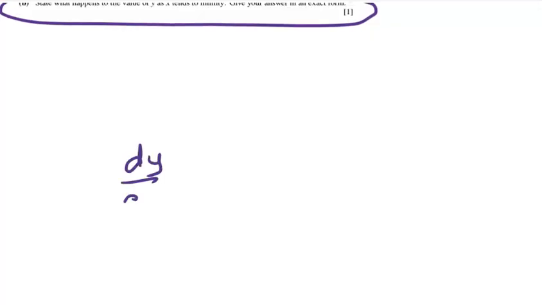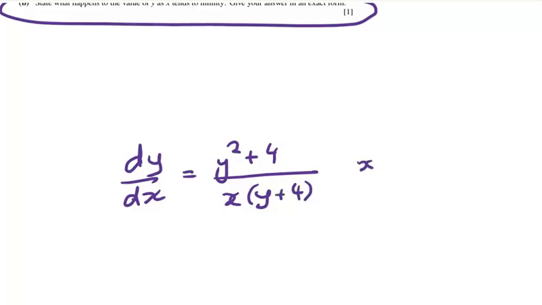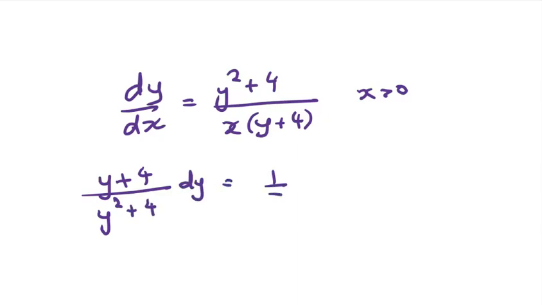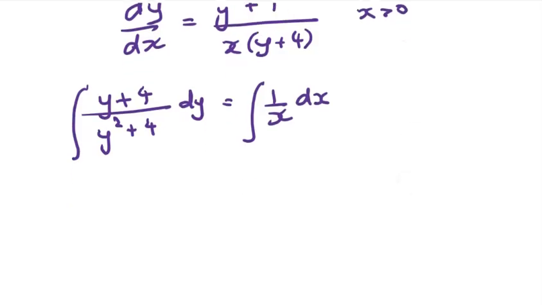Okay, dy by dx is equal to y squared plus 4 over x times y plus 4, and x is strictly positive. So as usual, we separate the variables. I'll get all the y stuff here, and I'll get all the x stuff on the right-hand side, and we're going to integrate both sides with respect to y and with respect to x.